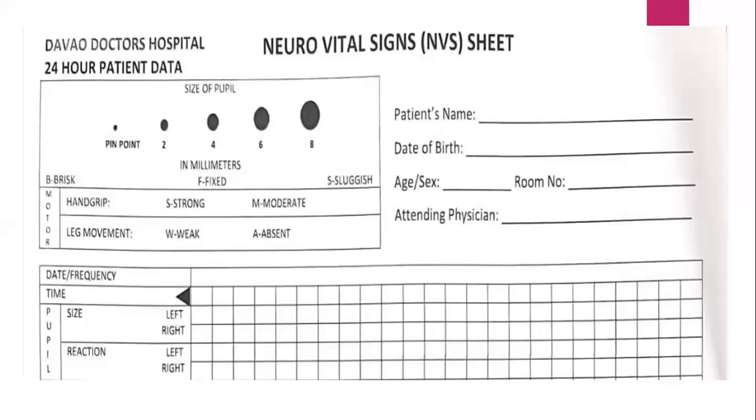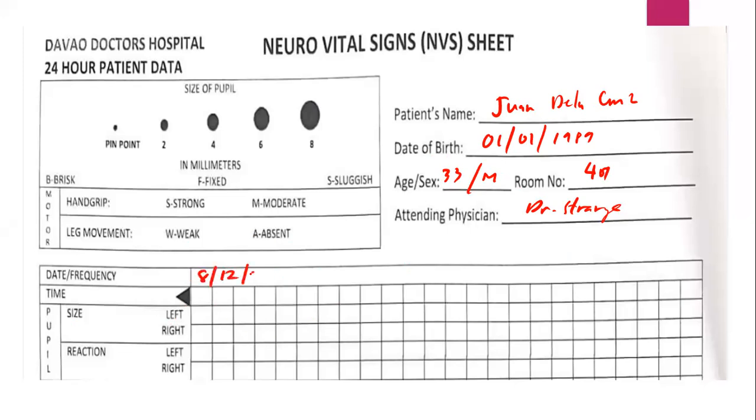Now, paano ba natin isusulat dito? For example, again, write your headers. So Juan de la Cruz, date of birth January 1, 1989, 33 years old male, room 401, Doctor Strange. Yan. So date is, ano bang date? 8/12/2022.